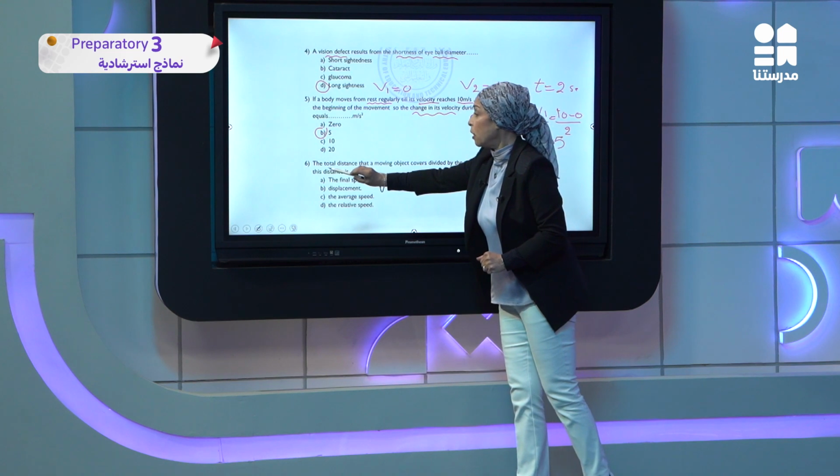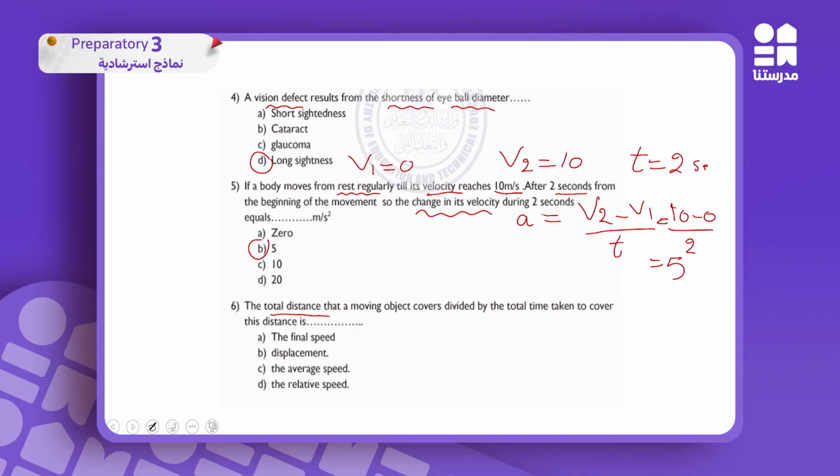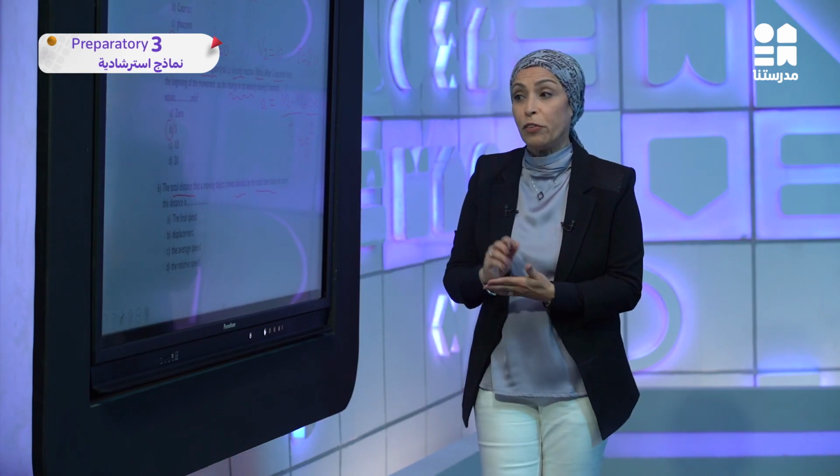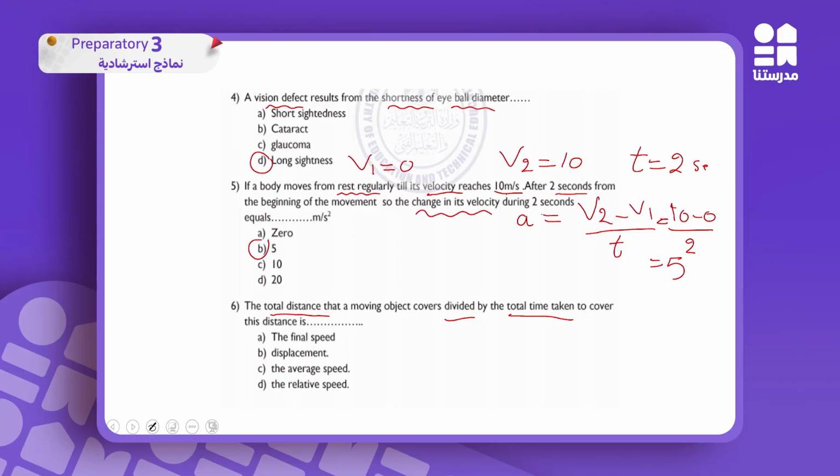The last one, the total distance that moving objects cover divided by total time. I know this is the definition of what? It's the definition of the average speed. So I'm going to choose the average speed, which is this choice here.